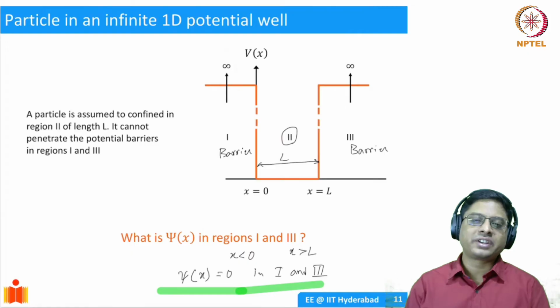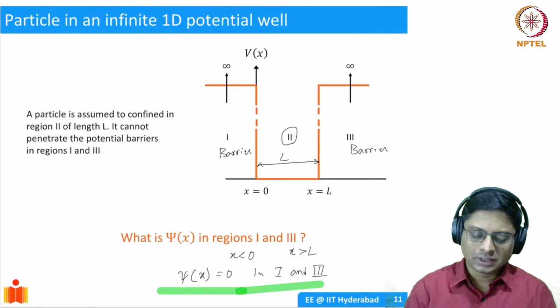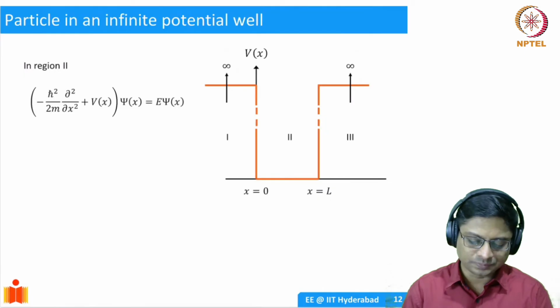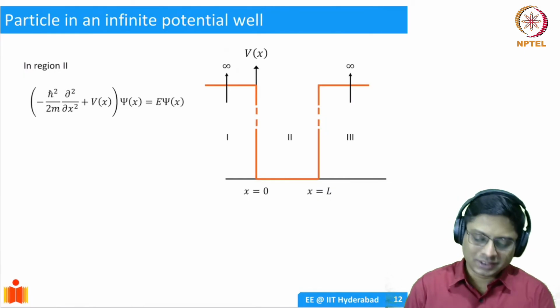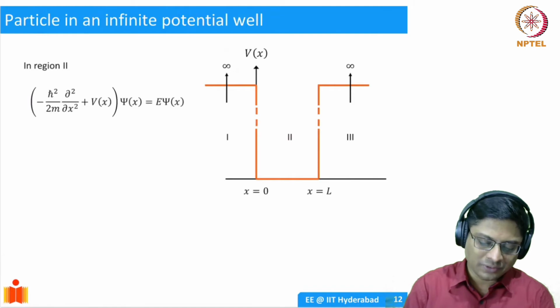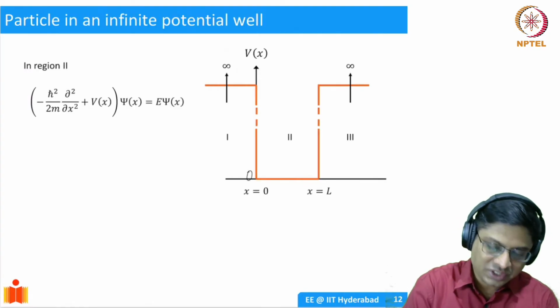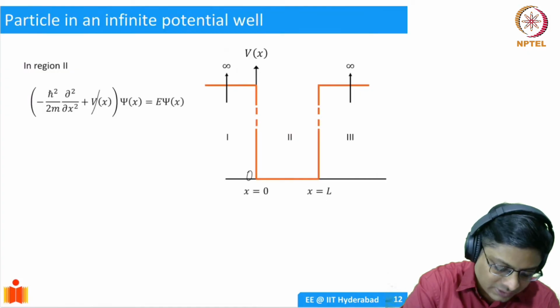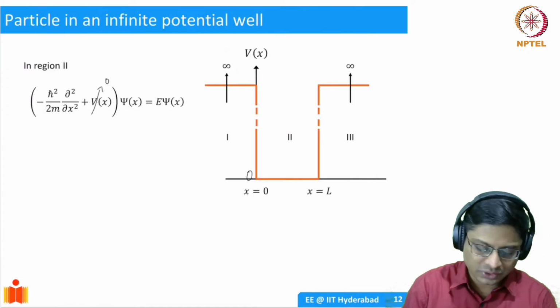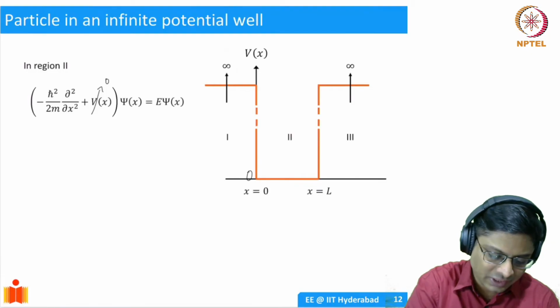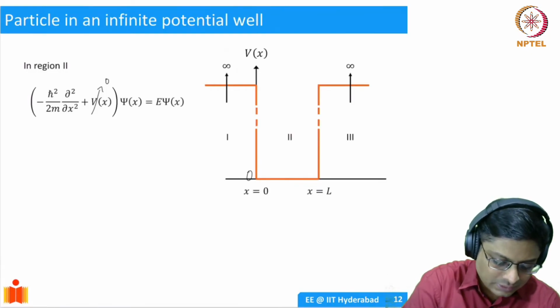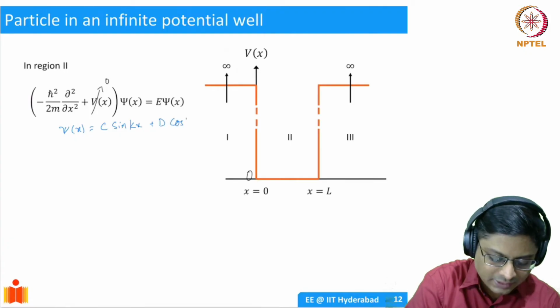Now if I find out what the wave function is in region 2, the problem is fully solved, right? So what is the wave function in region 2? How do we solve that? Well, in region 2, the potential V of x is 0 here, right? The way it is given, the potential is 0 here and infinity on the other side. So only in region 2, V of x is 0. So we know what the solution is. When V of x is 0, we have already done this for a free electron. So we know that psi of x is equal to c sine kx plus d cos kx.